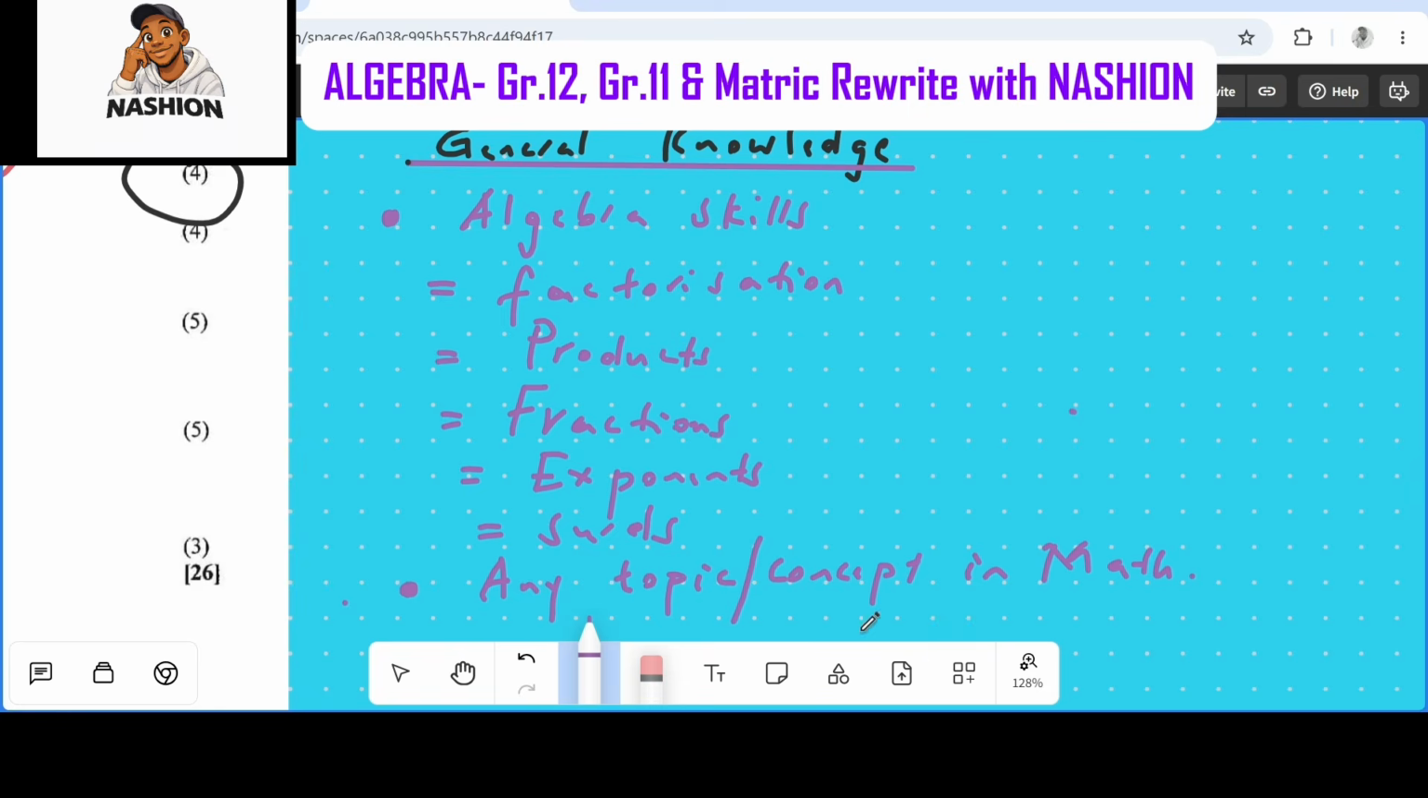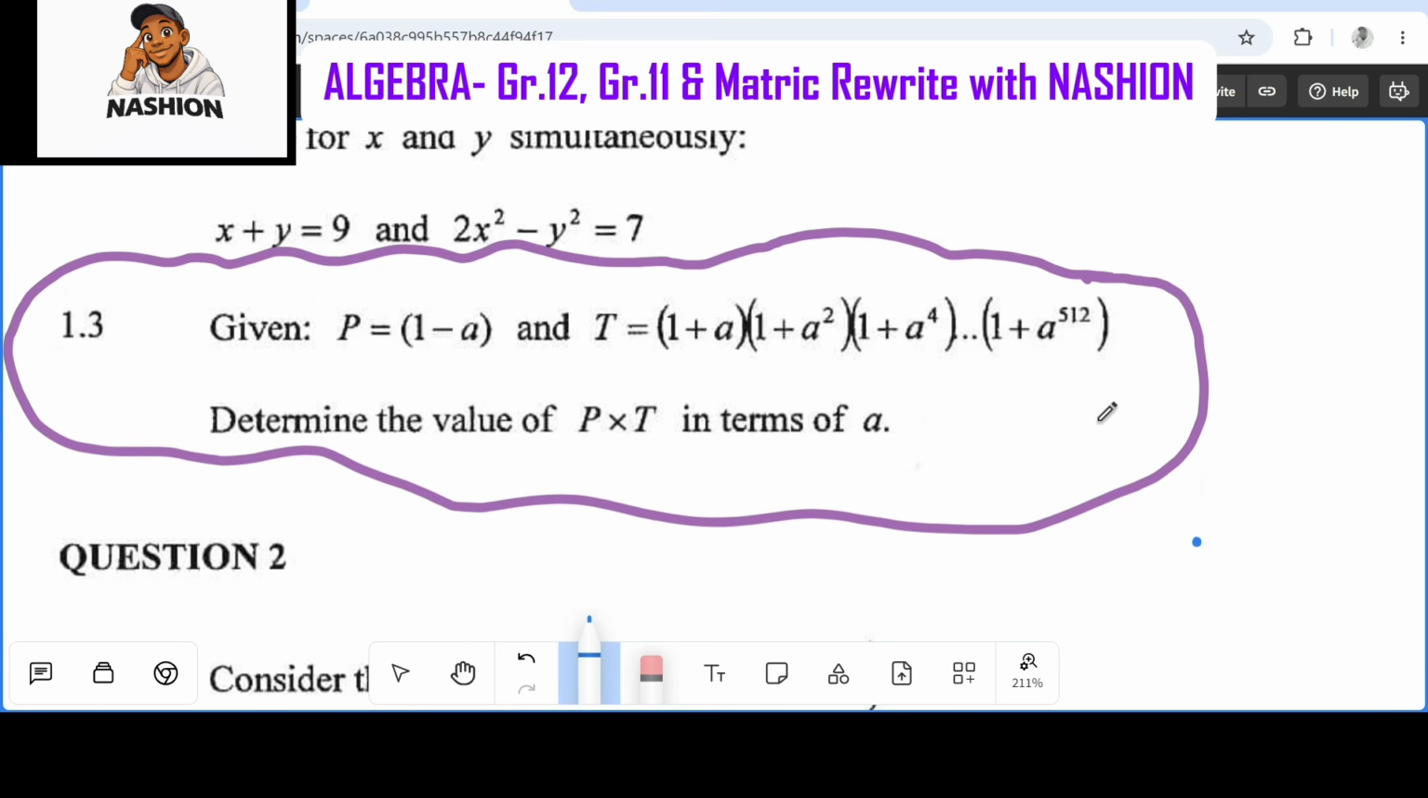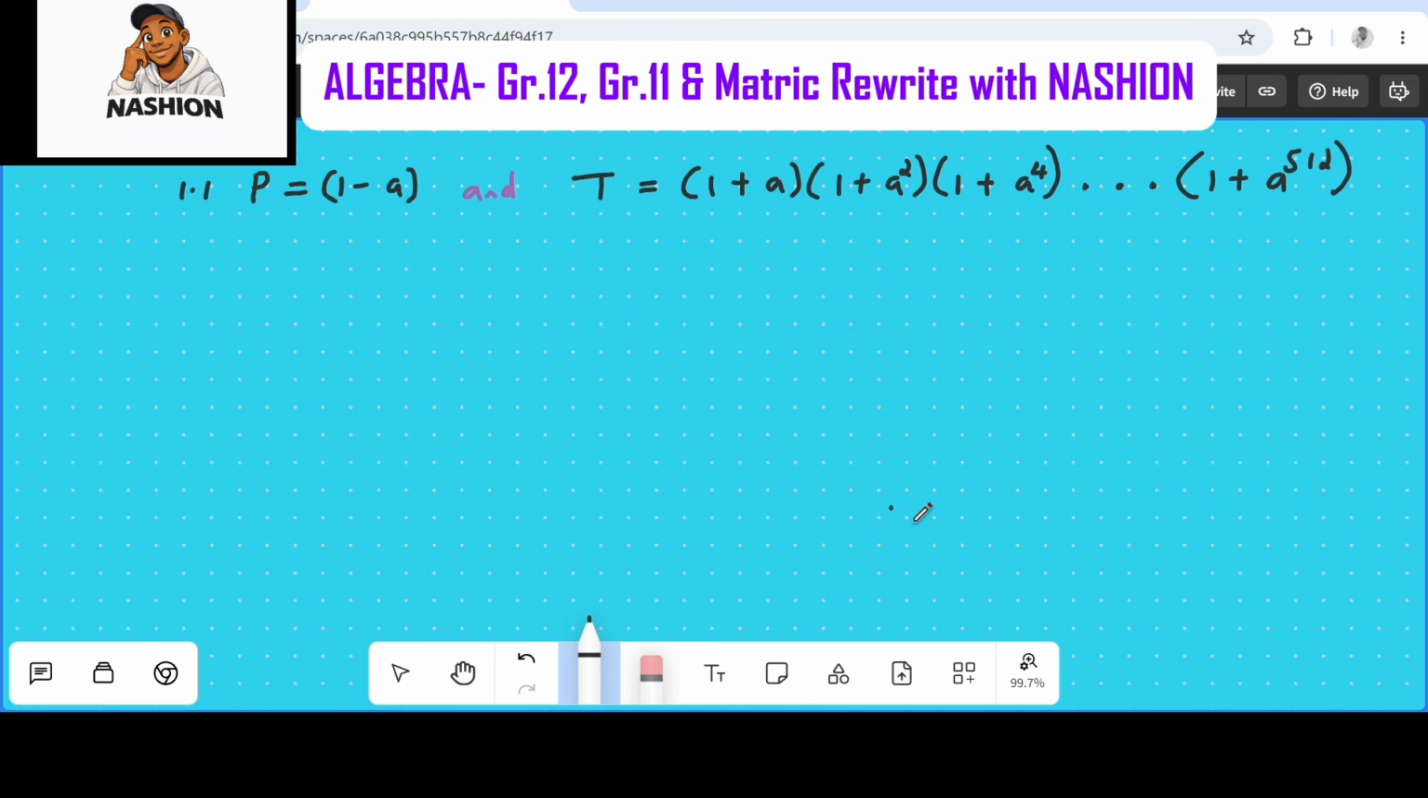That's your general knowledge. Like in question 1.3, we are given P and what it is equal to, and also T and what it is equal to. They want us to determine the value of P times T. So that's some products happening here. So we are multiplying P by T in terms of A. So our final answer must contain letter A. How do we do it?